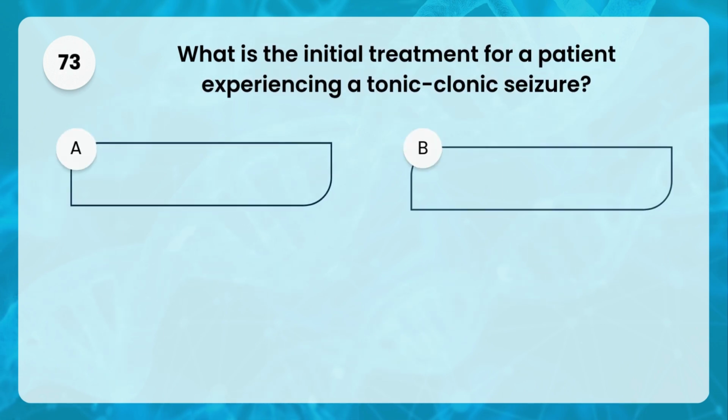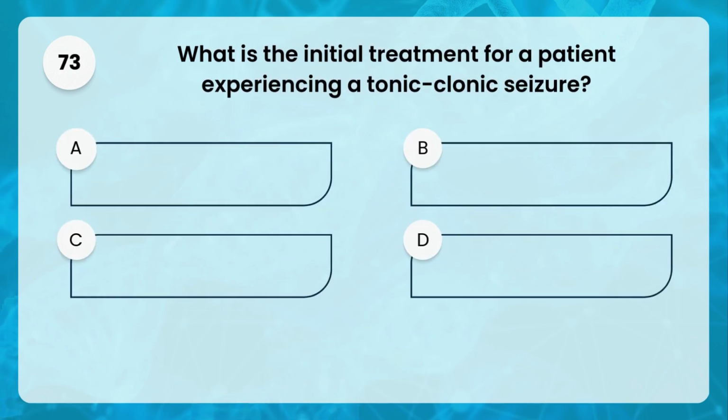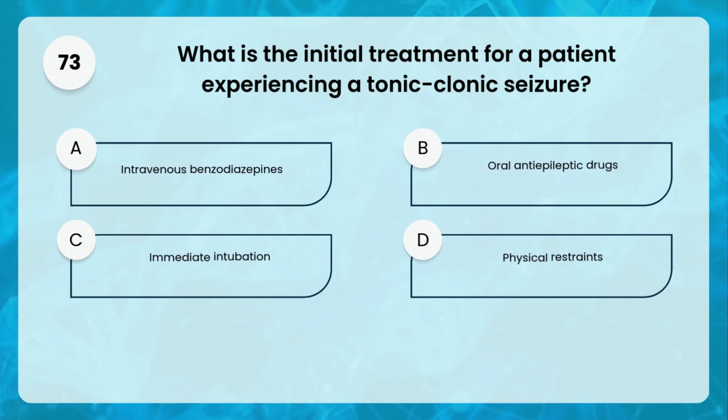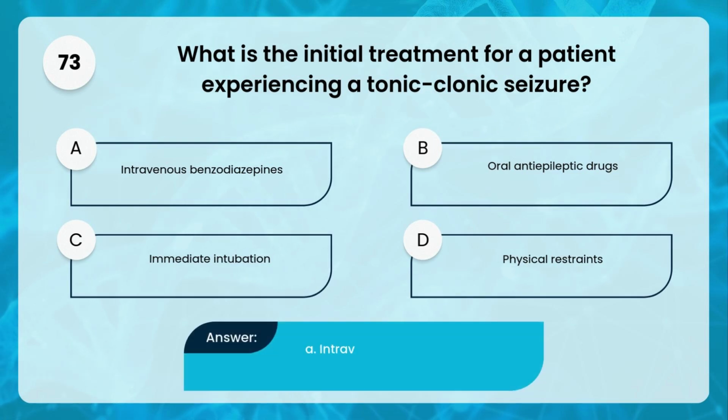Number 73. What is the initial treatment for a patient experiencing a tonic-clonic seizure? A. Intravenous benzodiazepines. B. Oral antiepileptic drugs. C. Immediate intubation. D. Physical restraints. The answer is A. Intravenous benzodiazepines.